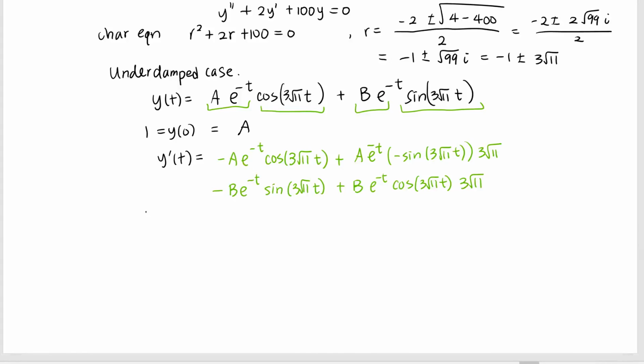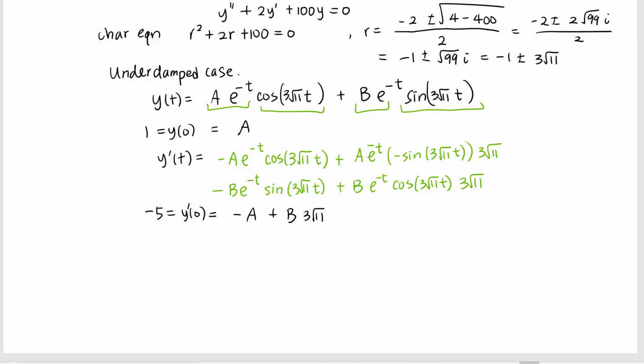So y prime of 0 is the initial velocity, which is negative 5. Let's plug in 0 for t. e to the 0 is 1, cosine 0 is 1, sine 0 is 0. So this is all gone. And sine 0 is 0, so this is all gone. And then the last term: b, e to the 0 is 1, cosine 0 is 1, and then we have 3 square roots of 11. But a is 1, so let's plug in a is 1.